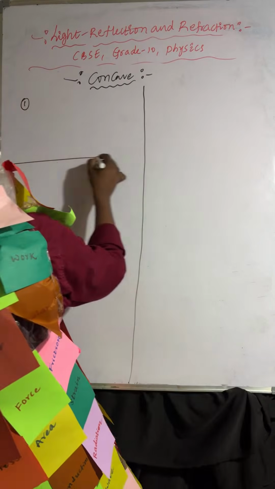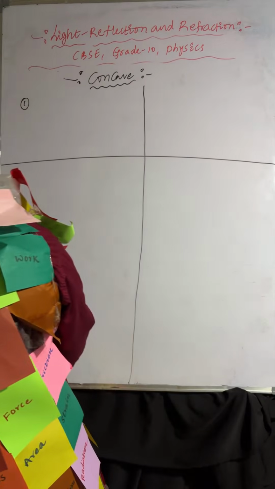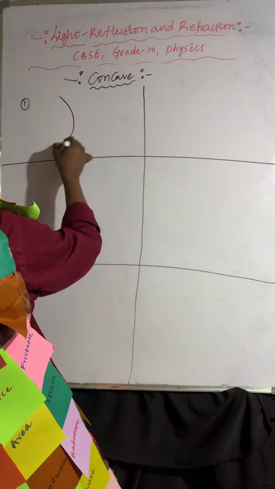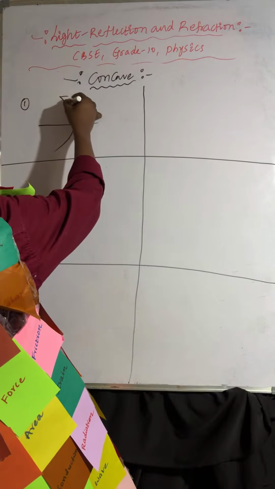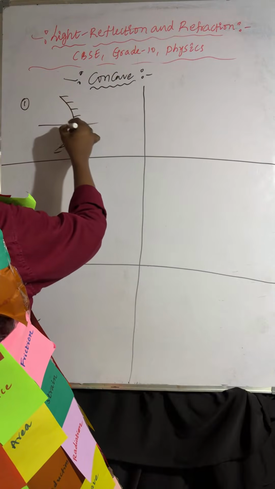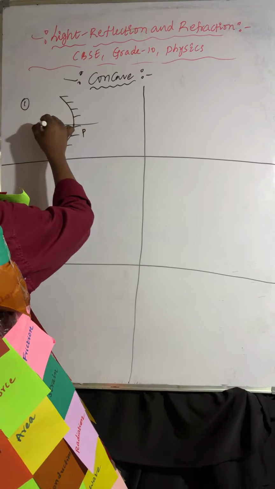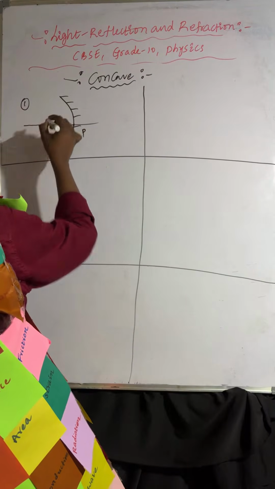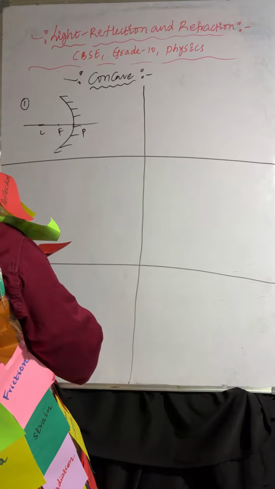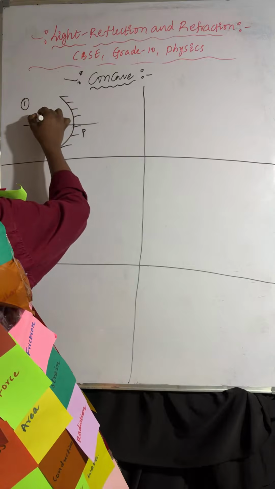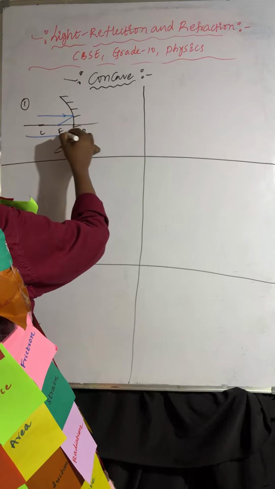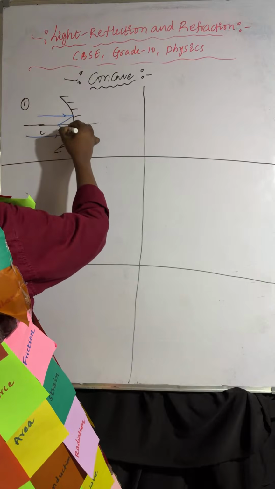So you are taking the concave mirror. This is the concave mirror: pole, focus, and center of curvature. One light ray I'm taking like this. After reflection, it meets at focus. Another light ray, after reflection.